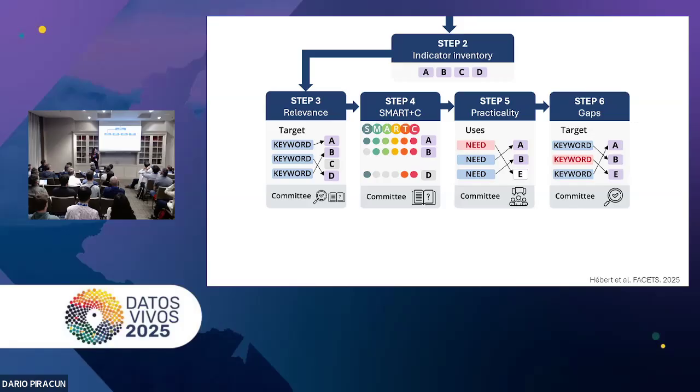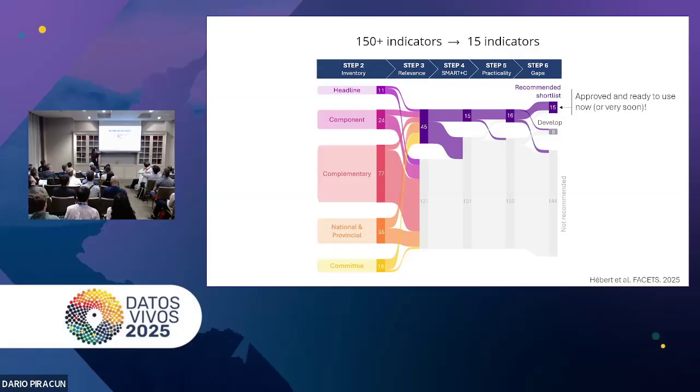Step 6 is step back. Look at the target keywords. And there were some times that we brought indicators back into practice.